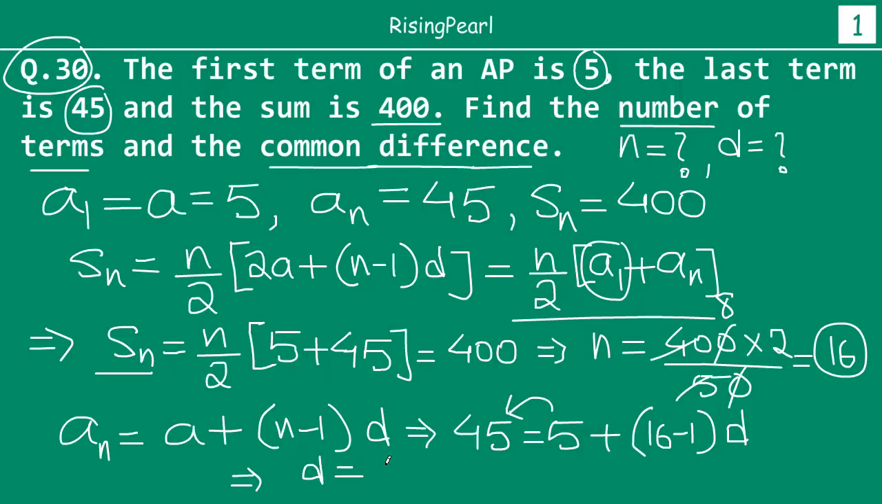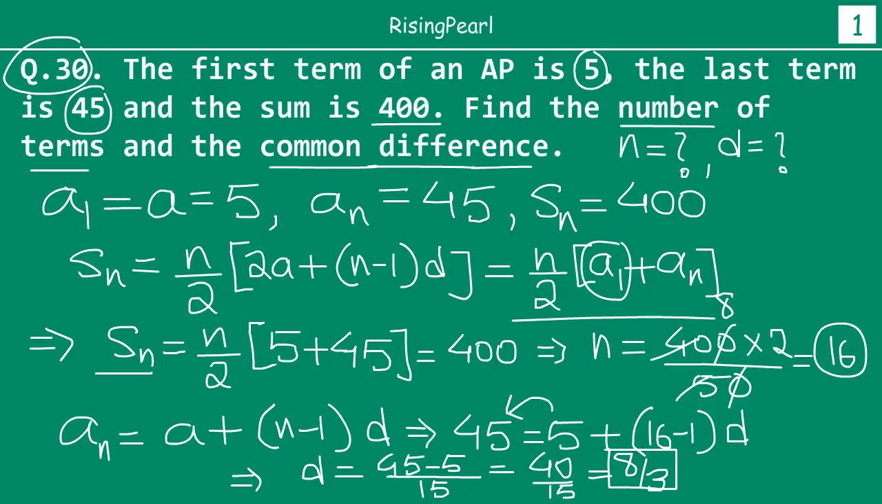So let's write it this way. D is equal to 45 minus 5 divided by 16 minus 1, which is 15. So 45 minus 5 is 40, divided by 15. This will be the value of D. We can take 5 as a common factor: 5 8s are 40, 5 3s are 15. So the common difference is 8 by 3. So n is 16 and the common difference is 8 by 3.